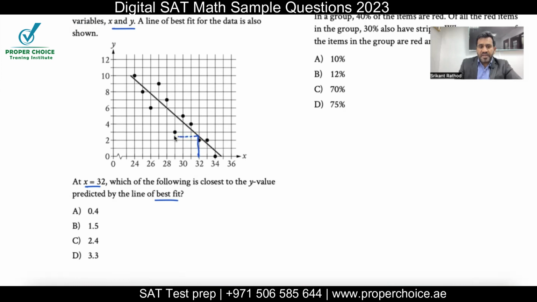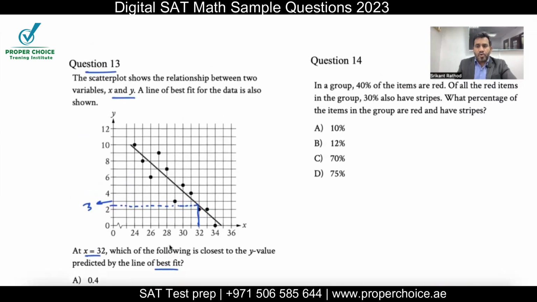The value I'm getting on the line of best fit is definitely between 2 and 3. 3 will be the number here, 2 is the number here. I should choose the option whose value is between 2 and 3, that is closest to option C, which is 2.4. I don't know exactly from the graph, but I can predict that 2.4 is the right answer to this question.